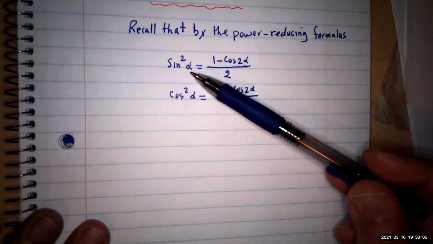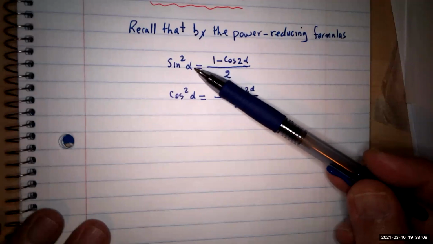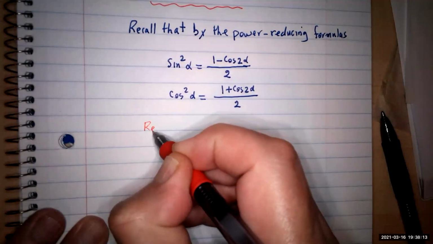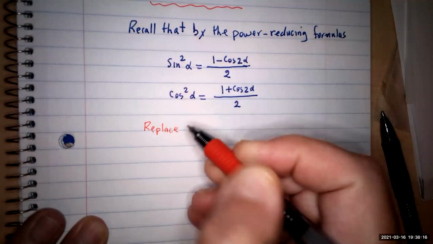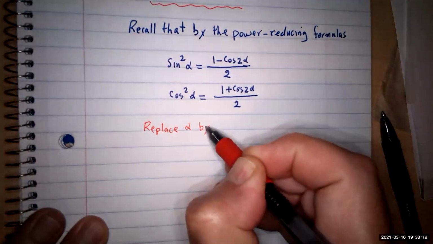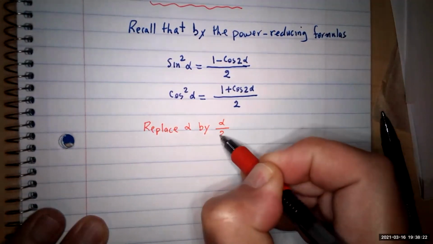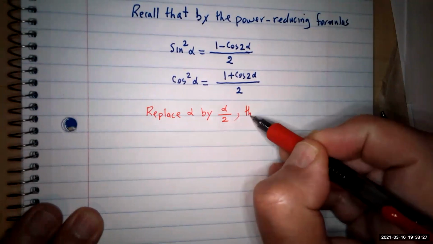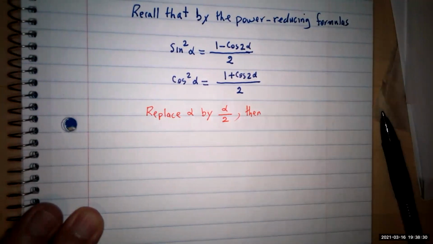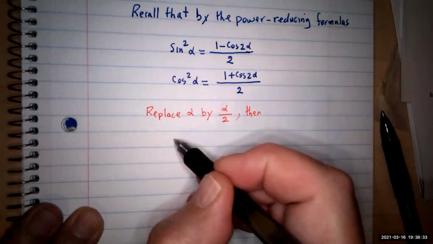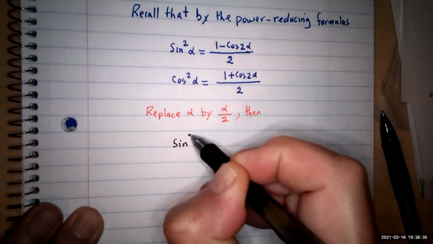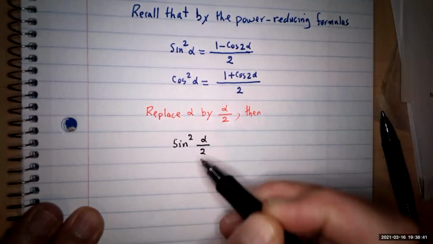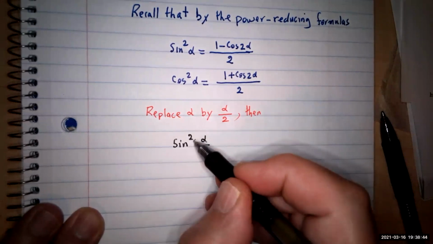If you replace this alpha by alpha half, let's see what you are going to have. Then this formula would be changed into this format. It is going to be sine squared, and instead of alpha, we are going to use alpha half. So that gives a sine squared of alpha half, if you like.